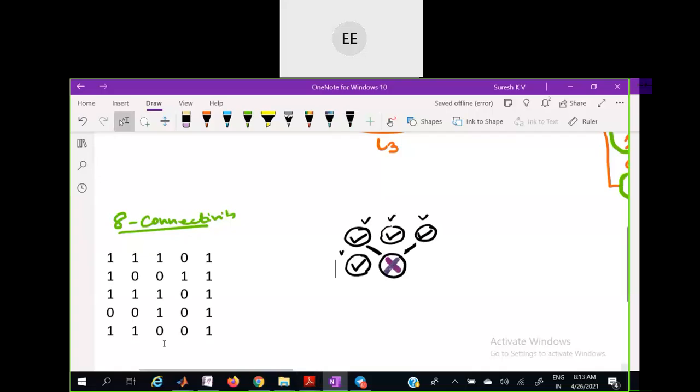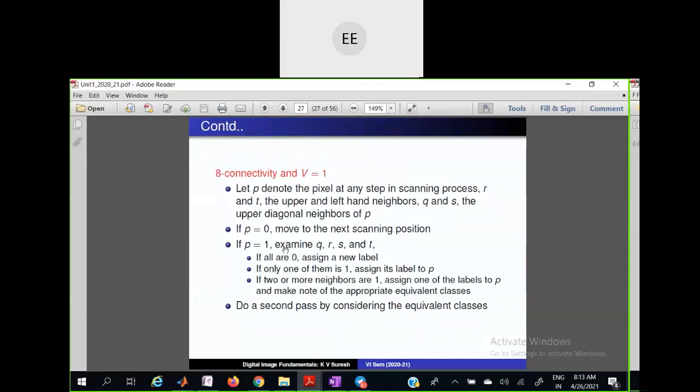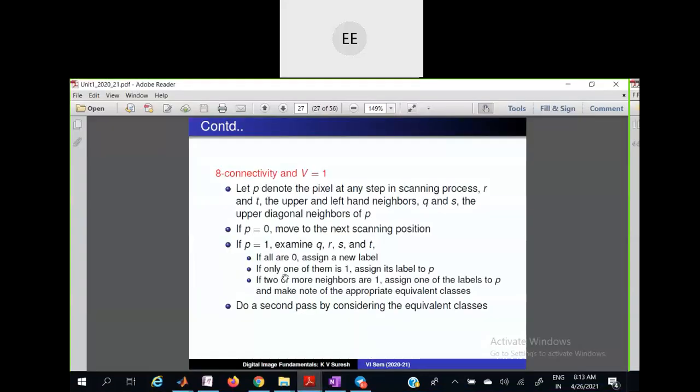So I think in the algorithm, he is calling them as, we'll go to the next slide, Q, R, S and T. So let me just use the same thing. Say this is Q, this is R, this is S and this is T. So when I am labeling P, I should look at Q, R, S and T and take a decision. How will you take a decision? Observe. Suppose if P is 0, there is no ambiguity because I am labeling all values V equal to 1. So you move to the next position.